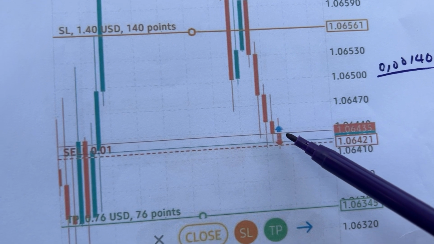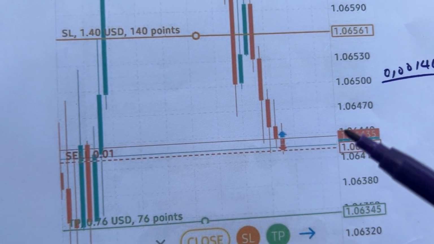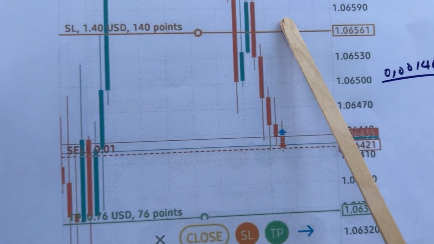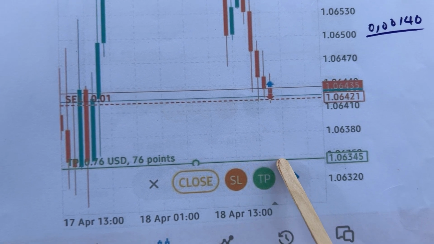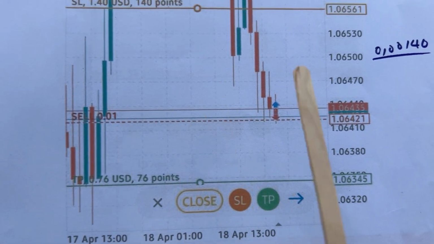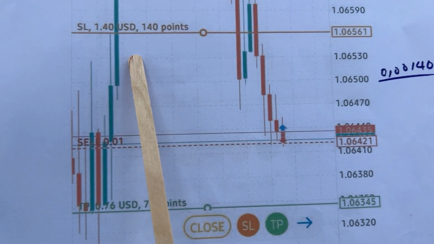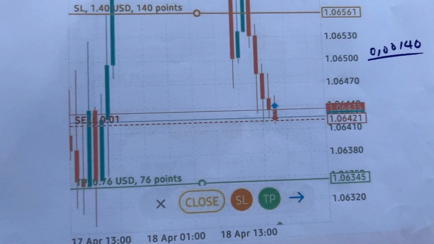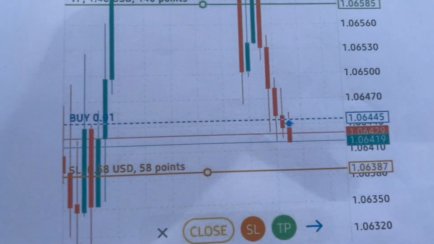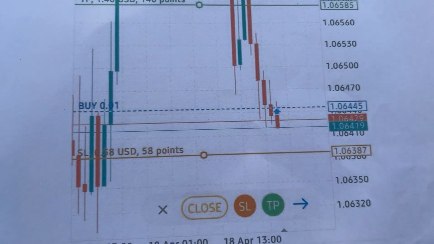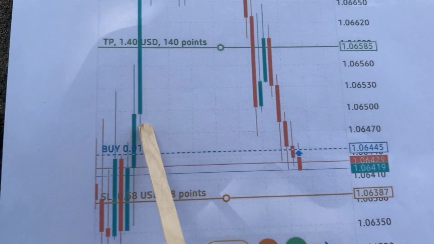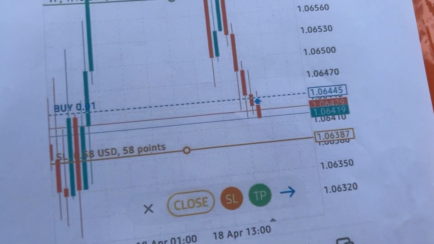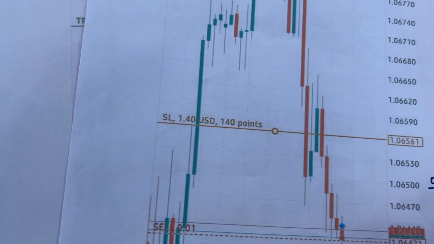For a sell order, the stop loss must be above, once this graph keeps moving down, and TP is below. It's always going to be like this. Nothing is going to change this. The SL is going to be above for a sell, and TP is going to be below for a sell position. With the buy, it is the opposite. A buy is going to have the stop loss below, and the TP above.